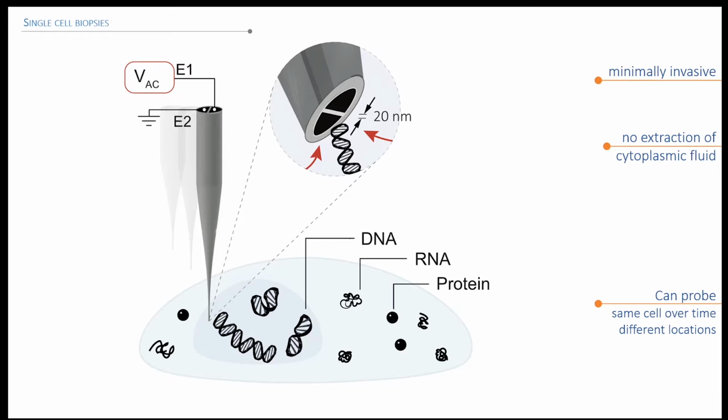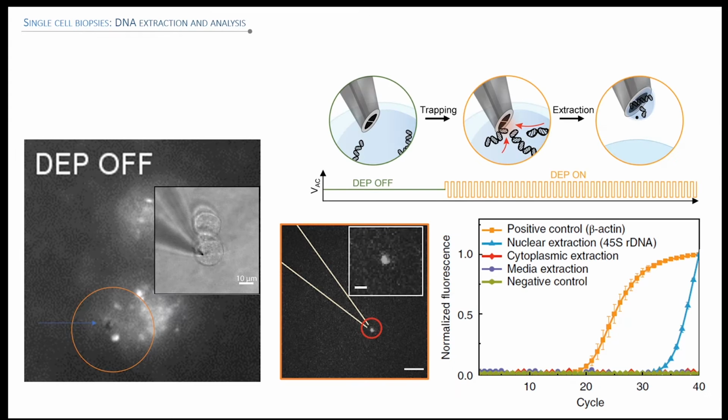In particular, we explore the possibility of trapping and extracting DNA, RNA, protein, and organelles from a single cell. Here, to visualize the extraction of DNA, U2OS cells were stained using a DNA binding dye, and the nanotweezer tip was then inserted into the cell nucleus, and an AC voltage was applied to trap the DNA molecule.